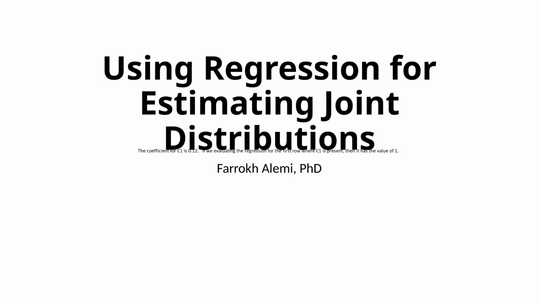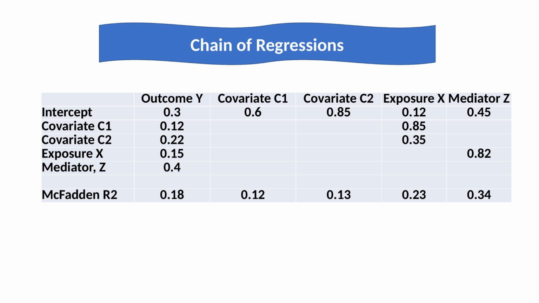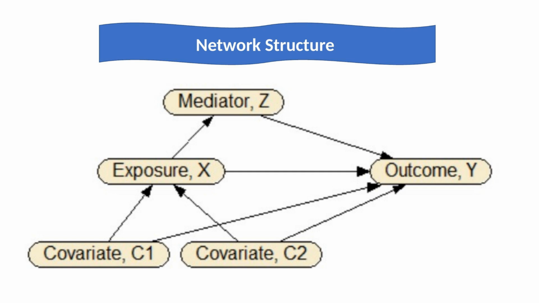Dr. Alemi organized an avatar to present this lecture on how to estimate joint distribution from regressions, the same regressions used to create the network structure. This table shows key findings from a chain of 5 regressions. Previously, we used these regressions to construct the network structure. Our analysis led to this network. This describes the structure of the network.